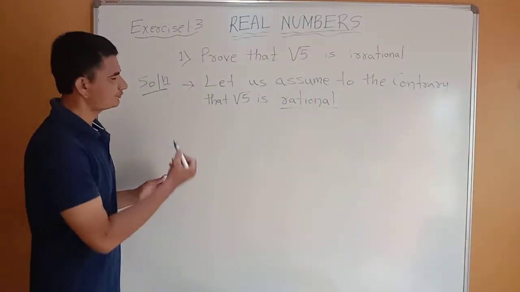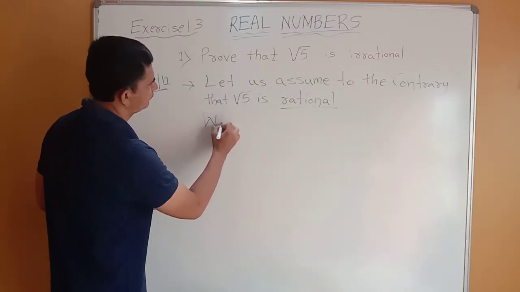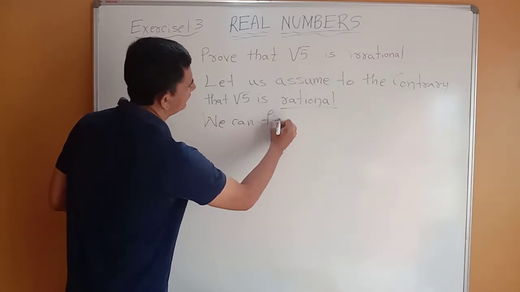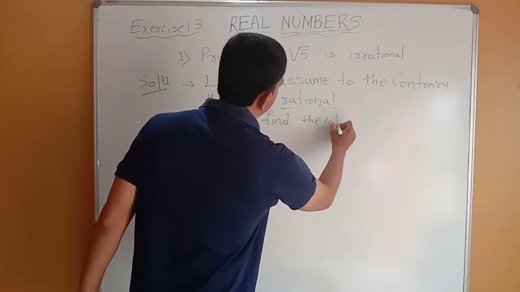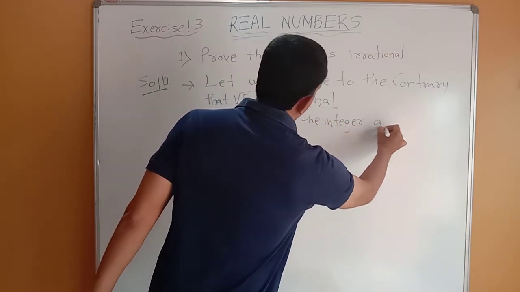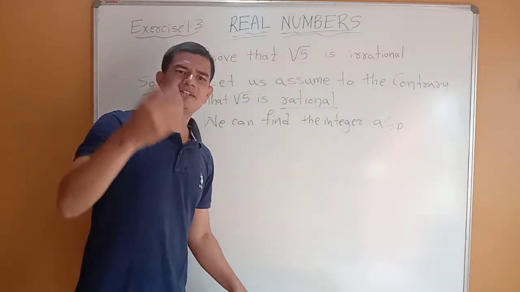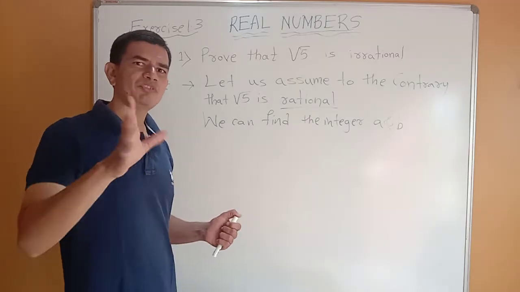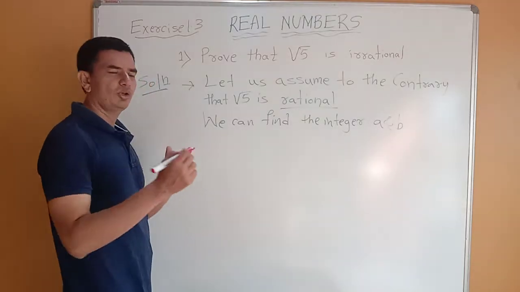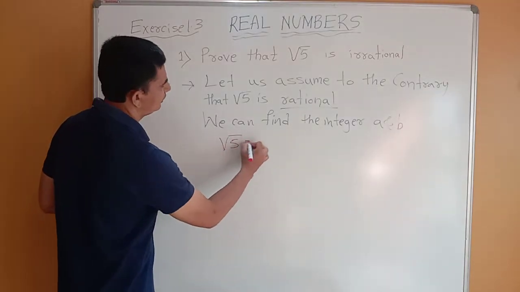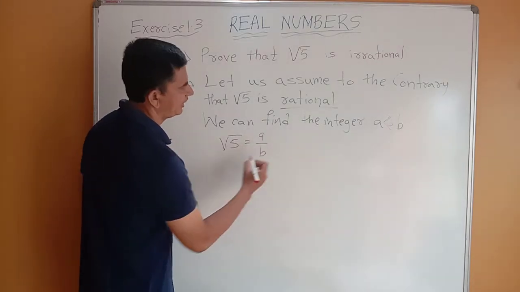So what can we do? We can find integers a and b. Sometimes you may take p and q also, no problem, because rational numbers are in the form of p by q. Already you know that. So root 5 is equal to a by b. You can take it here.